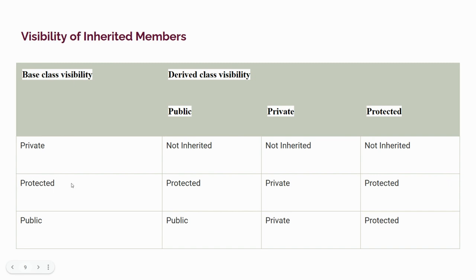If the base class visibility is protected, check the derived class visibility here. If it is public, then it will be protected. If it is private, then it will be private. If it is protected, then it will be protected. If the base class visibility is public, then if the derived class visibility is public, here also it will be public. If it is private, here it will be private. If it is protected, here it will be protected.